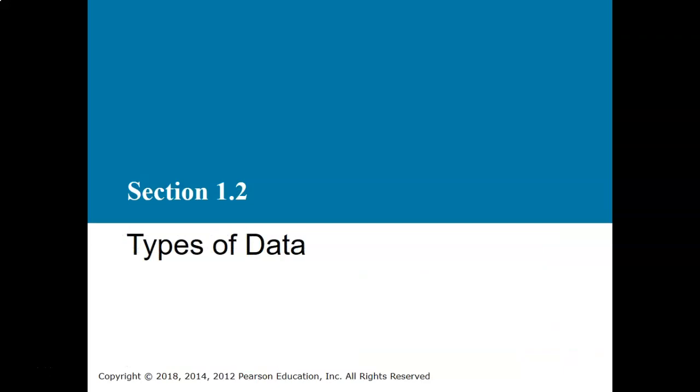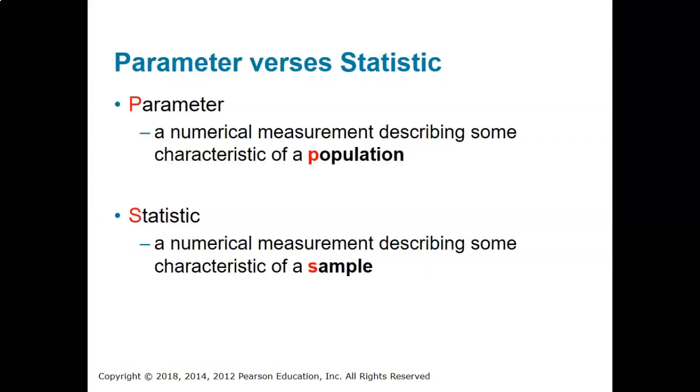Okay, so in section 1.2, we're going to look at different types of data today. First of all, you should be able to identify the difference between a parameter and a statistic. Parameters come from the population, so both of these are numerical measurements that describe some type of characteristic. The part that differentiates between the two is whether they come from a population or whether they come from a sample. So in looking at this, the parameter starts with P and it comes from a population, which also starts with P. A statistic starts with S and comes from a sample, which also starts with S. So that's just an easy way to remember which two go together.